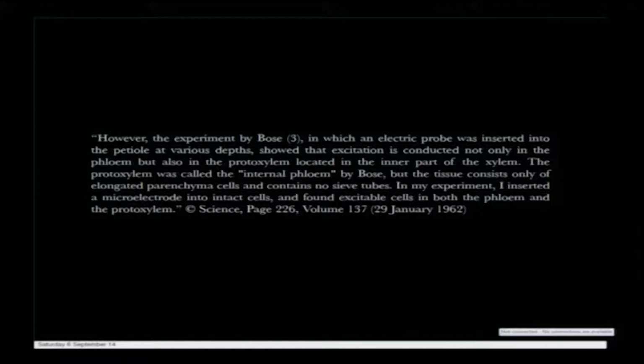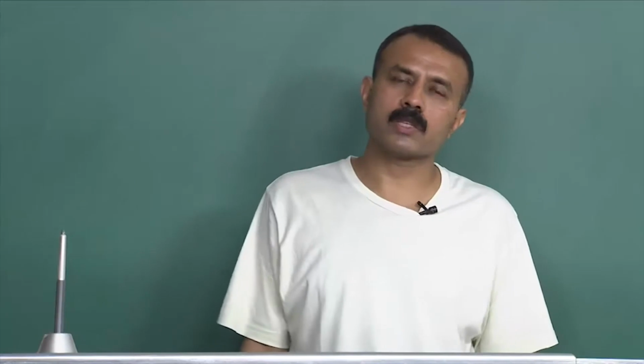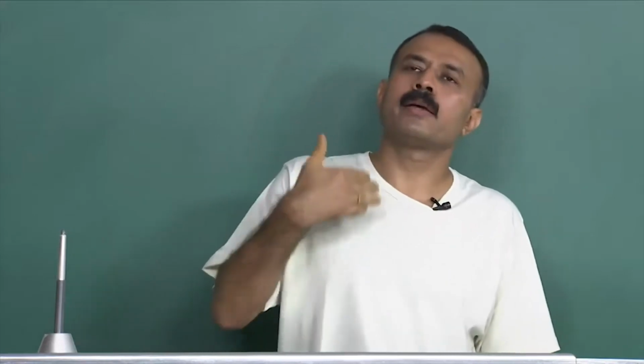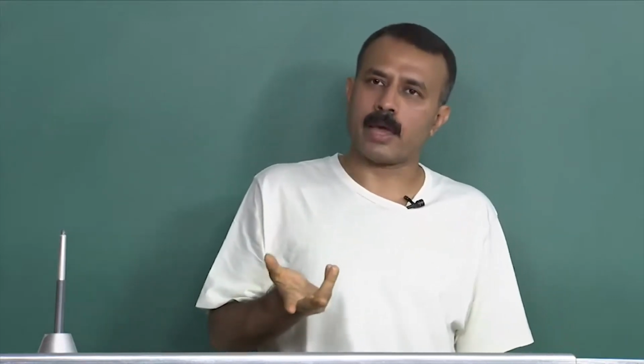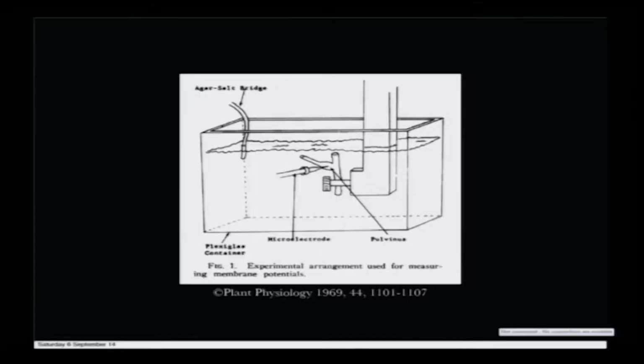So, essentially, this was a quantum jump. In 1926, Bose documented his work in a book called Nervous System of the Plant, and in 1962 it was almost 40 years later. So, this story is still continuing. There are people who passionately follow this. Plants indeed produce electricity, and we can really measure that electricity using a microelectrode. And if you see the experimental setup, it is something like this.